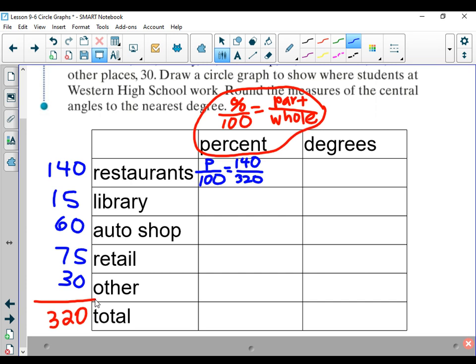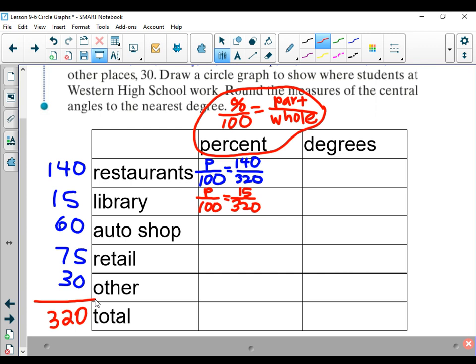What about the library? What percent? Don't know yet. What part? 15 out of 320. Are you writing this? Are you setting it up? It's not going to help me later. I need it to help you later.